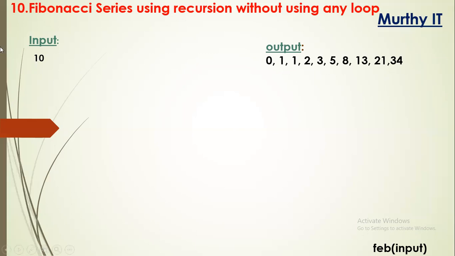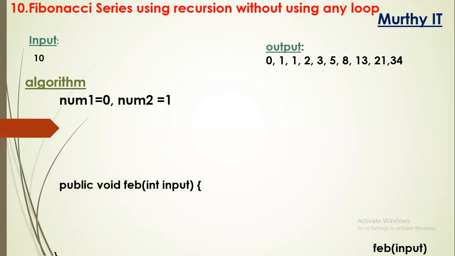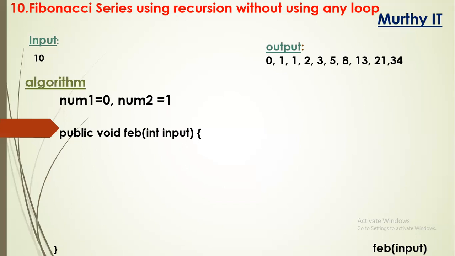For that, without using any flow statement or loop logic, we need to write the logic. How can we write it? First, I'm taking number1 equal to 0, number2 equal to 1. Then I'm taking a void method, not a non-void method. Then I'm calling this method by passing the input.